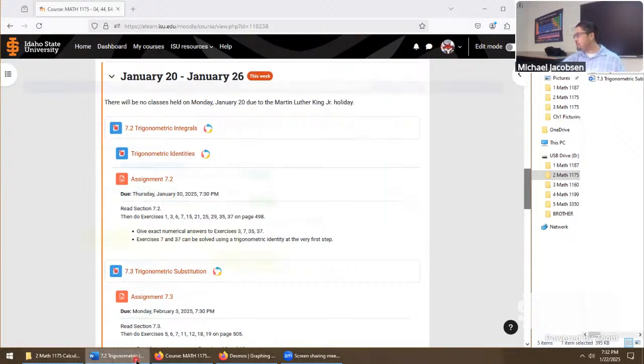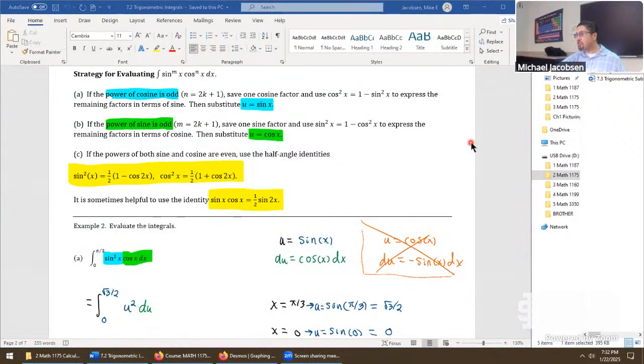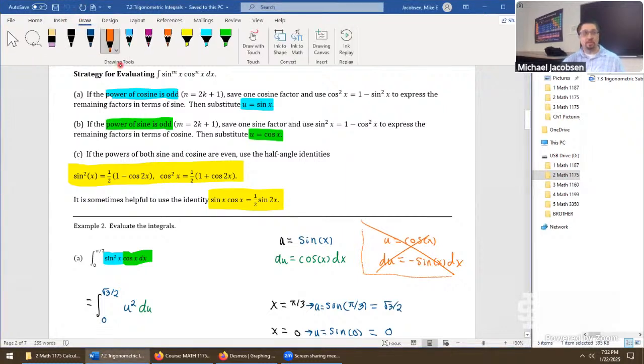But here's where we left off in section 7.2. In section 7.2, we had what looks really overwhelming, a huge overall arcing strategy for integrating a power of sine multiplying a power of cosine. But really it only boils down to the parts that are highlighted. Let's say a little bit more about this before we jump into the problems. What our author's strategy is indicating is look for an odd power of cosine. If you find a power on cosine is odd, then your substitution should just be u equals sine x.